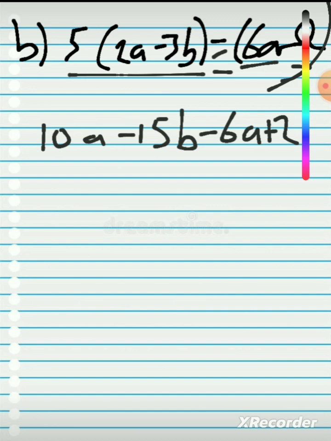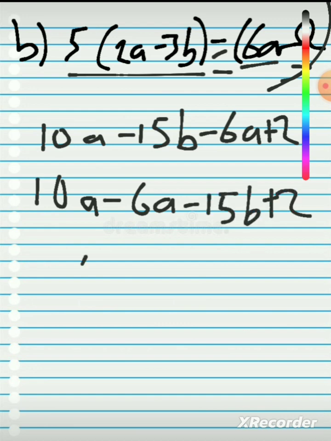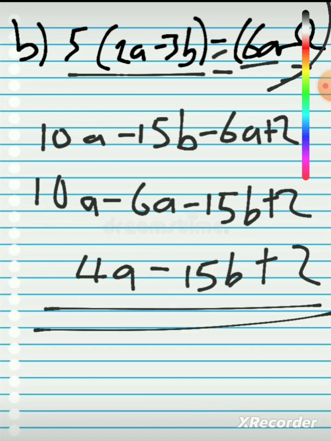Okay, we can put like terms together. 10a minus 6a minus 15b plus 2. 10a minus 6a is 4a, minus 15b plus 2. There are no like terms here, so it ends here.